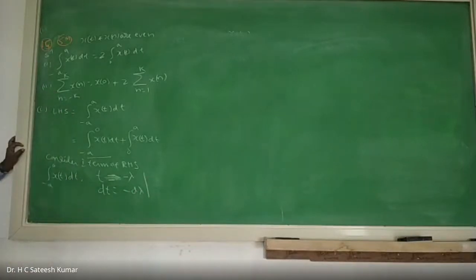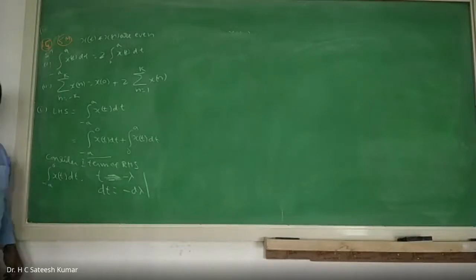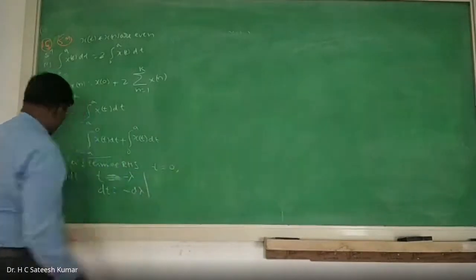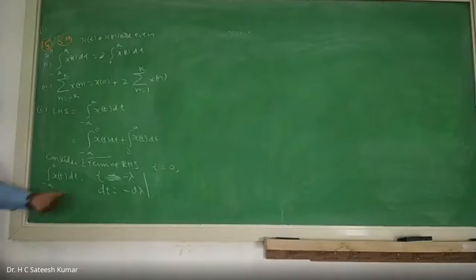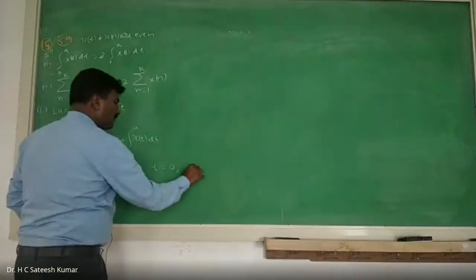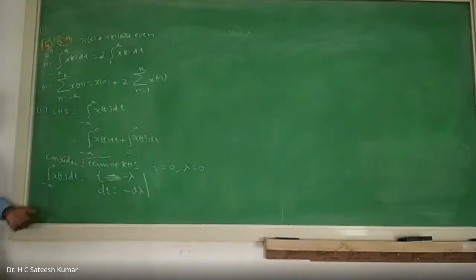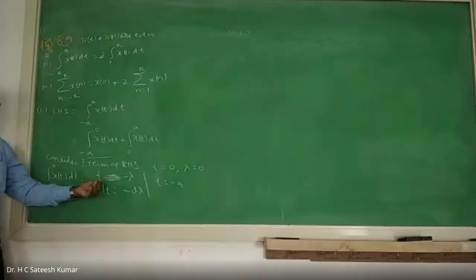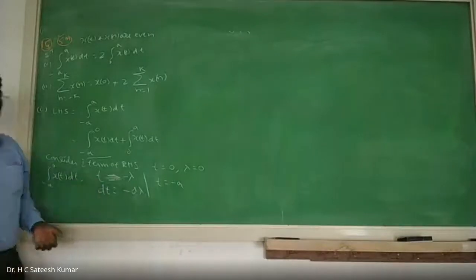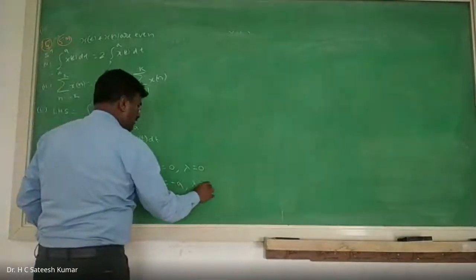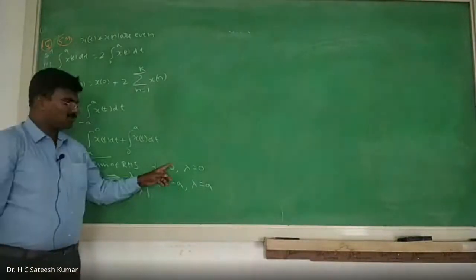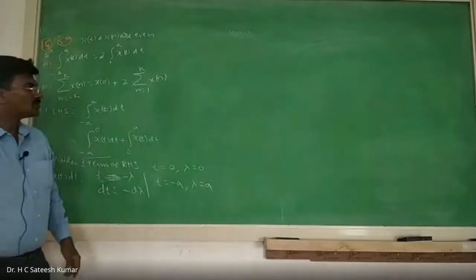Now replace the upper limit and lower limit also. When t is equal to 0, lambda is also equal to 0. When t is equal to minus a, substituting gives minus a is equal to minus lambda, therefore lambda is equal to a. So when t ranges from minus a to 0, lambda ranges from a to 0. Therefore, you can write it.